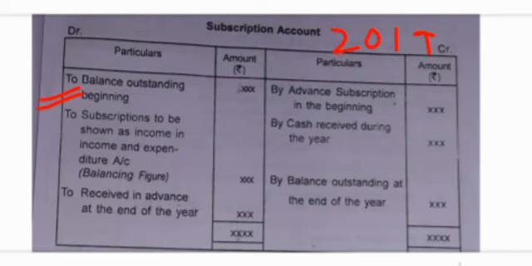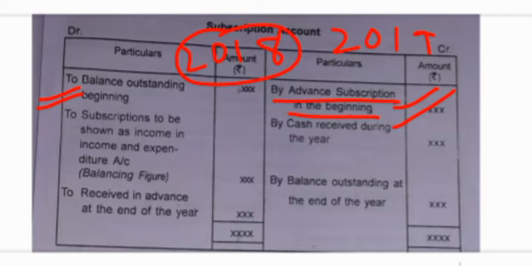Yes or no? Now subscription received in advance in the beginning. Advance subscription in the beginning means we are receiving this subscription for 2019 in the year 2018 only. So we have to record it on the credit side. That means we have to add it. Now come to cash received during the year. What is the amount of cash received during the year? That we have to record, because we are receiving it in 2019 only. Yes or no? So obviously we have to record it.